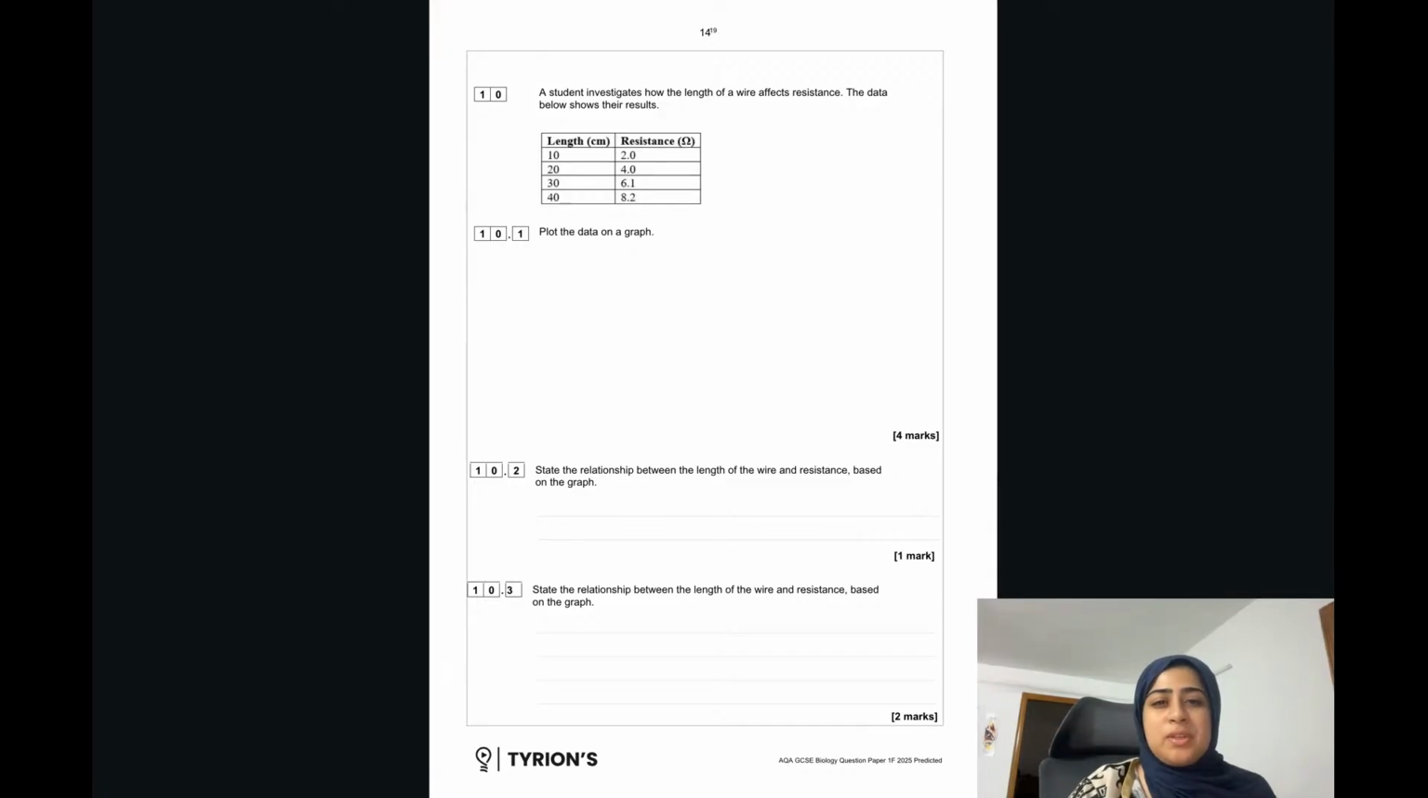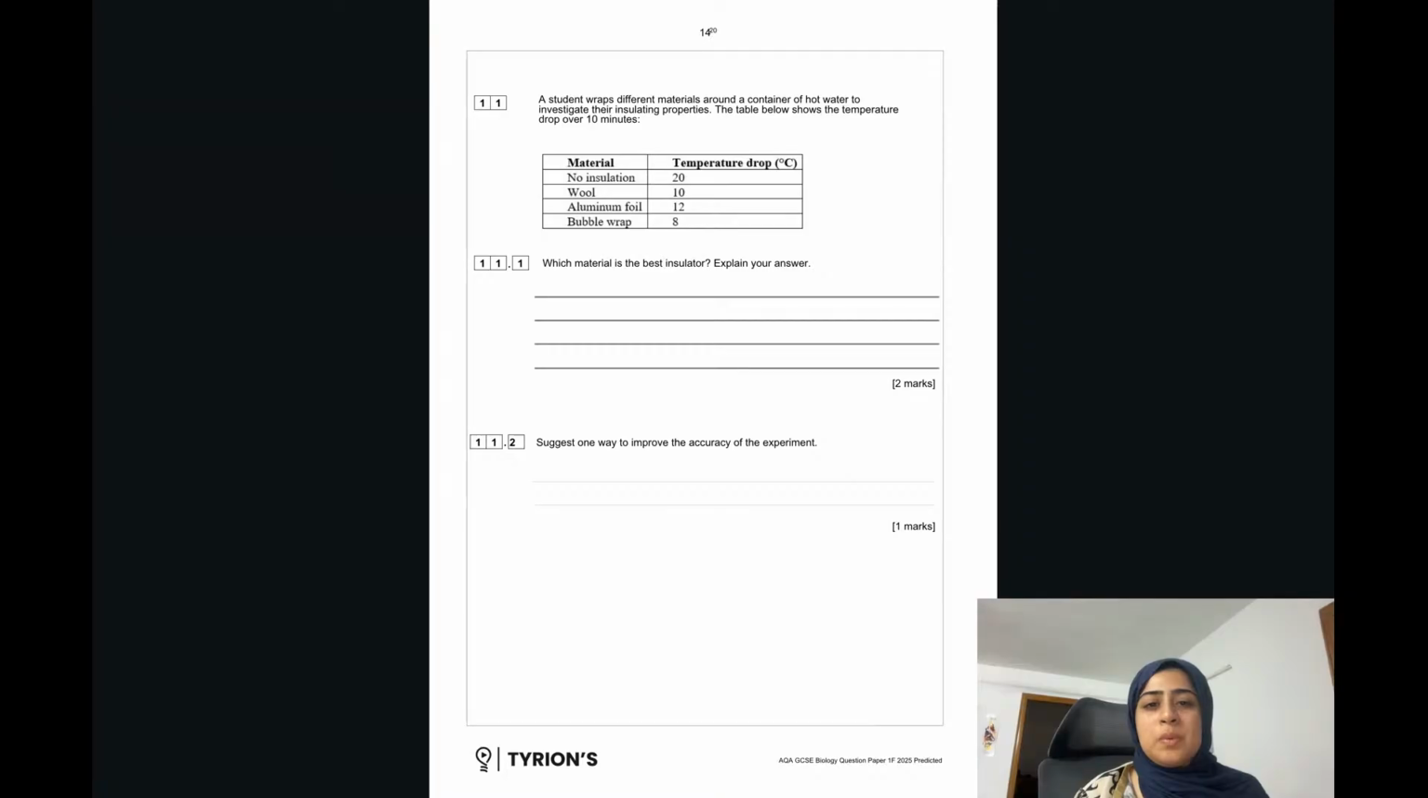We won't do this one because you would just need to plot it on the graph. You are likely to get a graph plot or something like that. So just make sure you know how to do that. Then once you've plotted it, you do the whole relationship, but we won't do that.